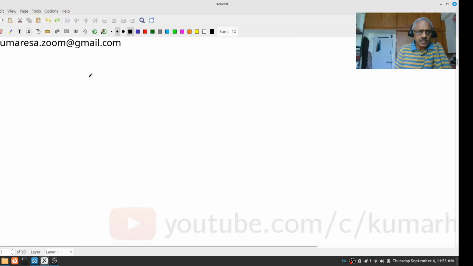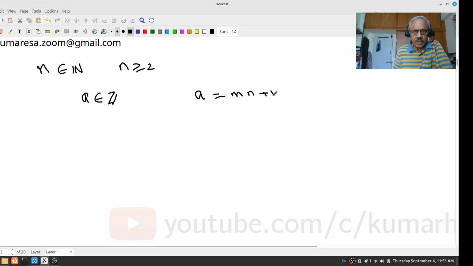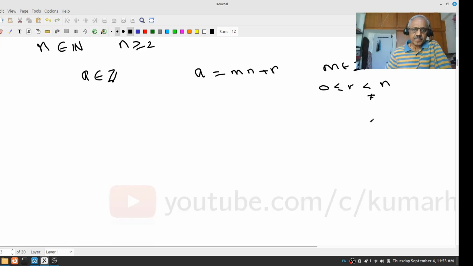So let us recall. We will assume n is a natural number and n is greater than or equal to 2 for the rest of today's session. We had already seen that if you give me any integer a, the division algorithm says that I can write this as m times n plus r, where m is an integer and r, this is a very important crucial point, r is 0 less than or equal to r but strictly less than n.